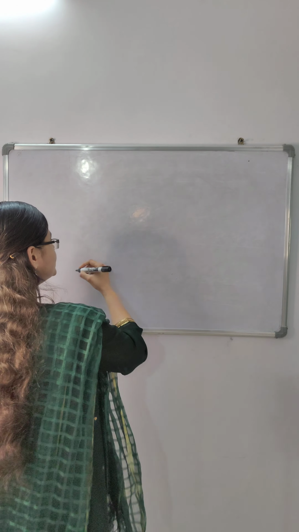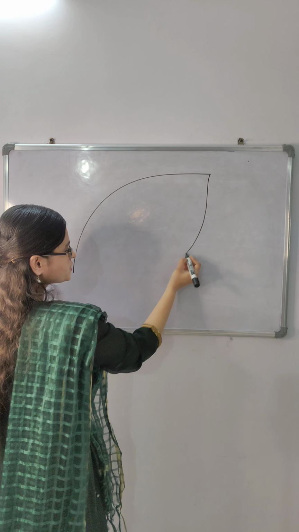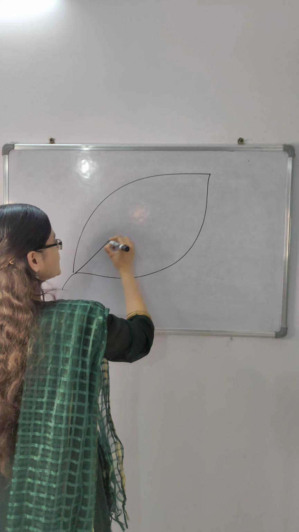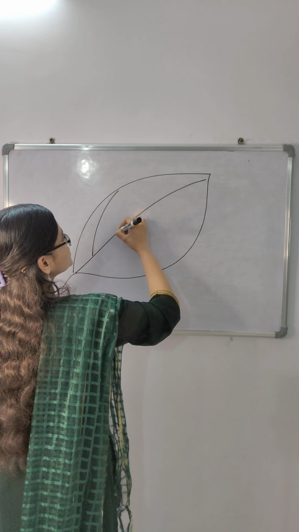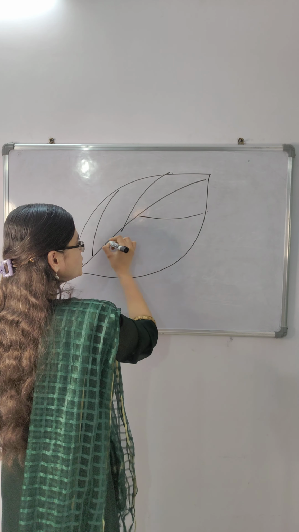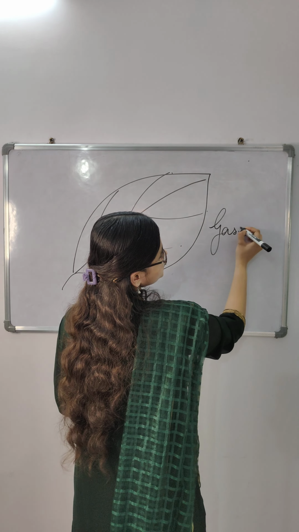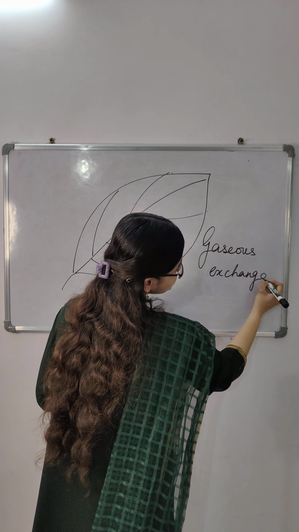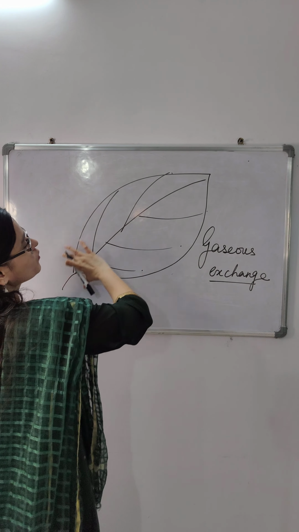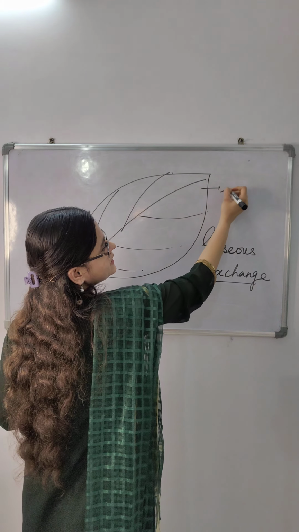Okay, so suppose this is the picture of a leaf. Now we are talking about what? We are talking about the gaseous exchange. Okay, gaseous exchange takes place with the help of what? With the help of leaf.